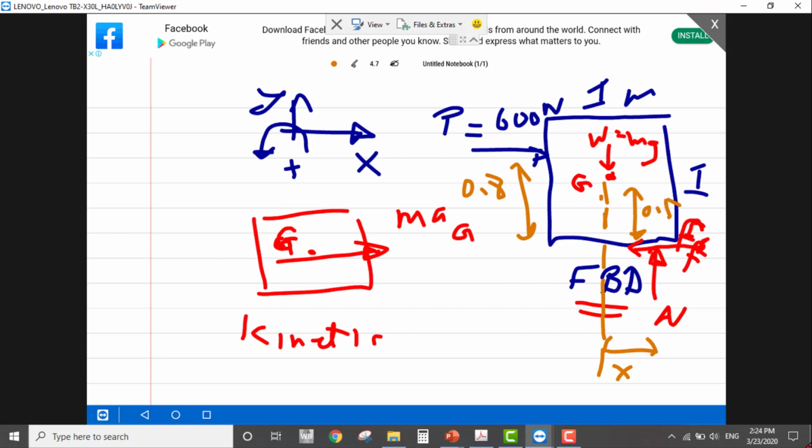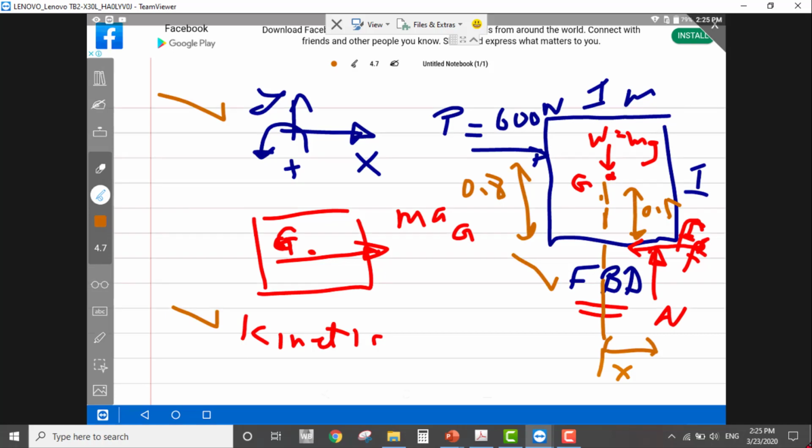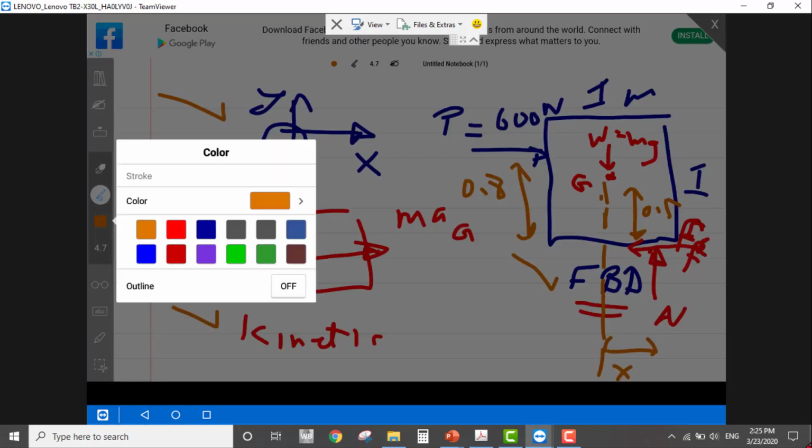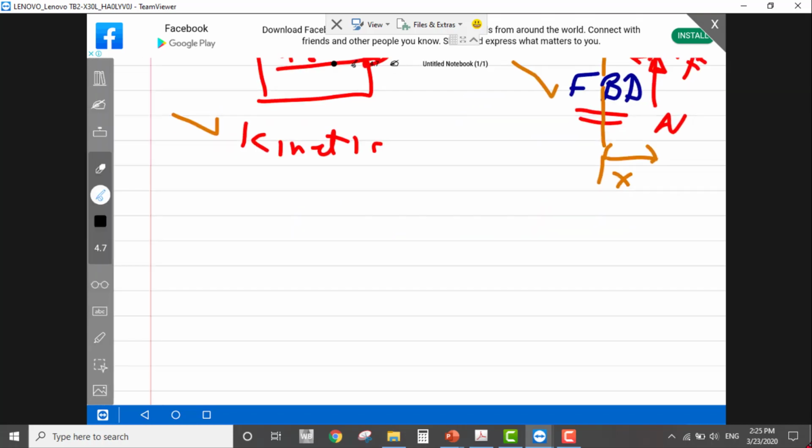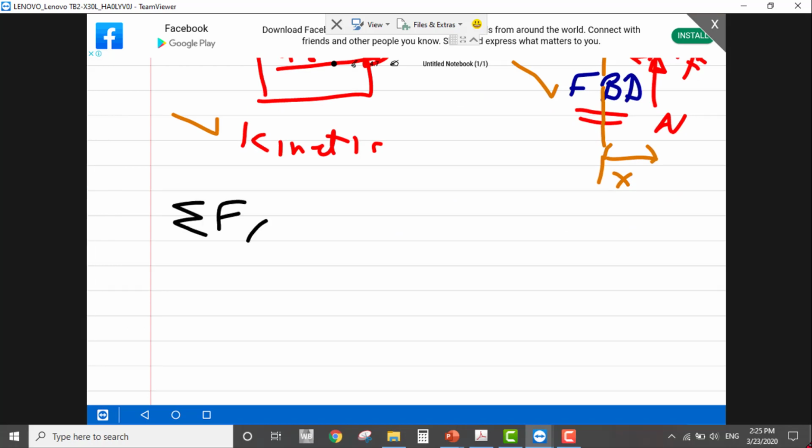Okay, so we start with assuming the coordinate system, and then we draw the free body diagram and then the kinetic diagram. Now it's time to substitute into the translational equation. So we'll start with the summation of force in the x-axis, which is equal to m a_G centroid in the x direction, and this is the positive direction as we mentioned earlier.